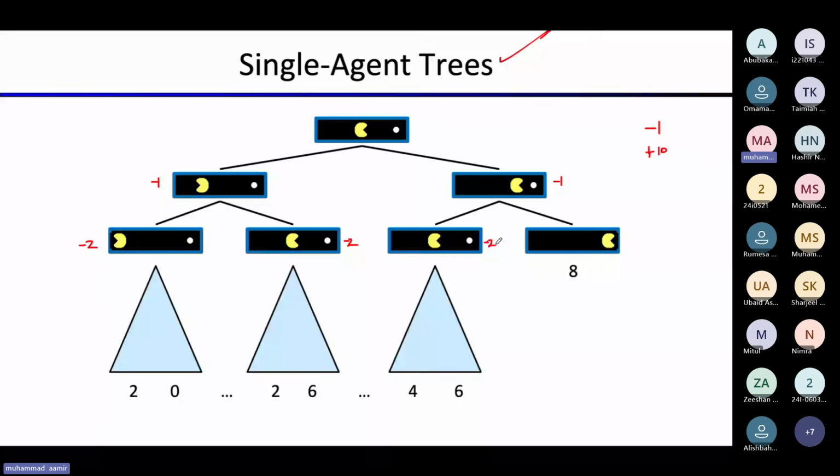And if Pac-Man moves forward, there will be -2 cost here, but there will be +10 as well, because Pac-Man eats one white dot. So -2 plus 10 is actually equal to the +8 cost of this particular state. In the same way, if you draw the complete game tree of this single agent game, going down, going down, going down, these are the assumed scores, just written for your understanding: this will have 2, this will have 0, this will have 2, 6, 4, 6.